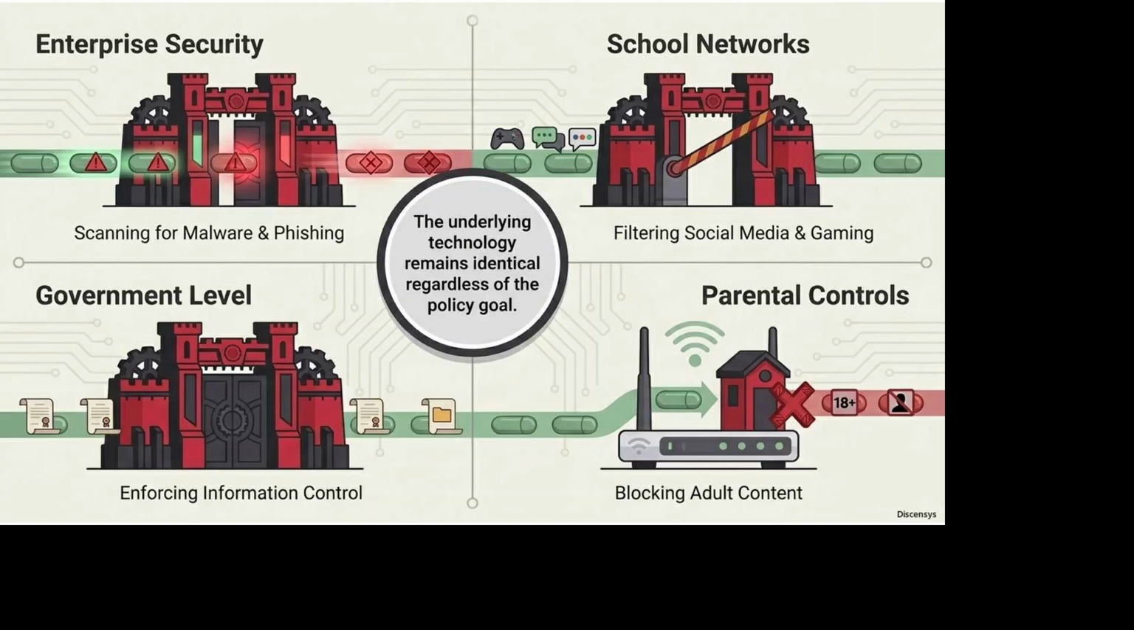And then comes government control. Some countries restrict access to specific information. That is, enforcing information control. And next comes parental controls or malware protection. Organizations scan for phishing and malicious websites. That is, blocking adult content. Although the reasons differ, the technology behind filtering remains almost identical.